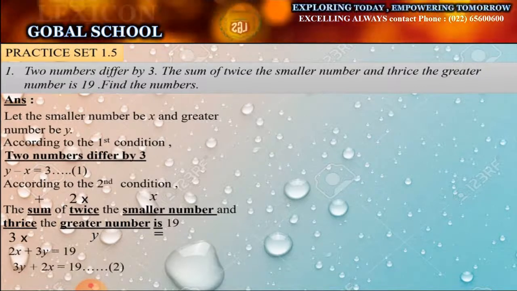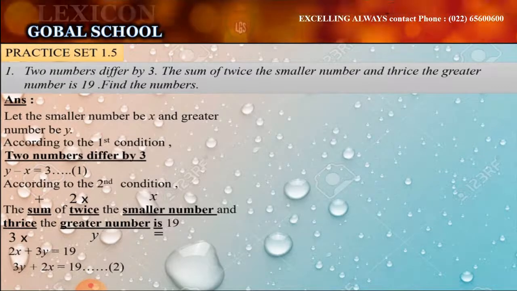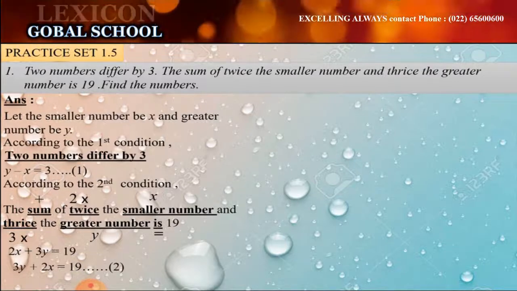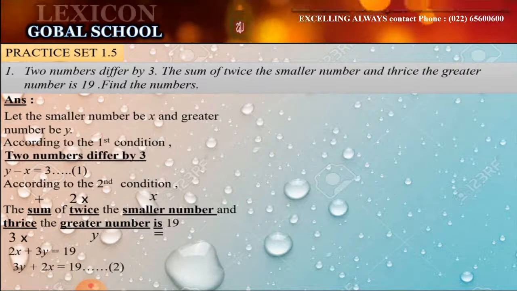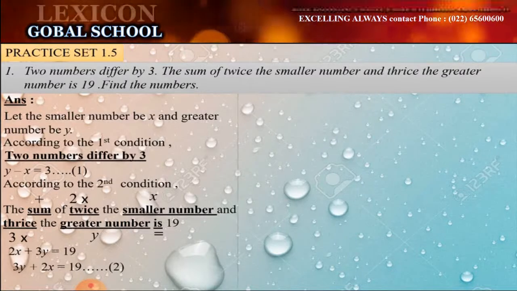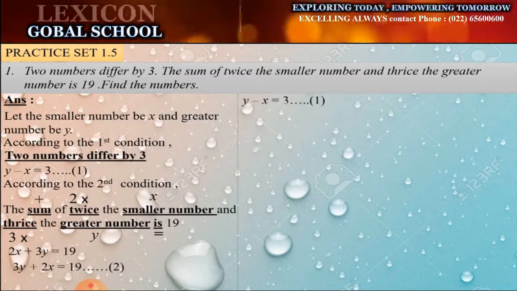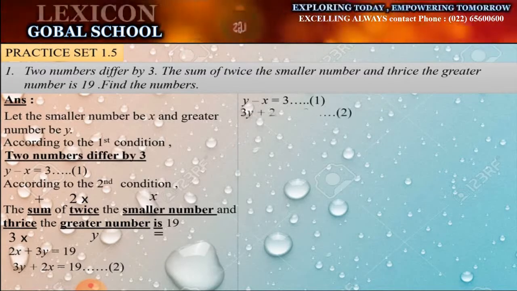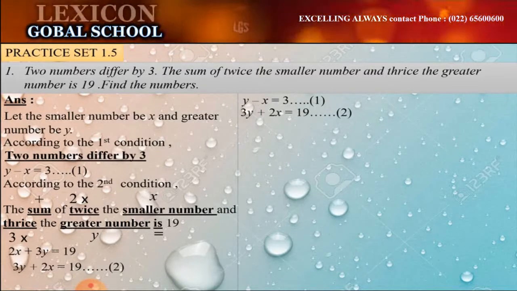Let us arrange, because our first equation was having y in the first place. So 3y plus 2x is equal to 19 is our second equation. Let us solve both the equations simultaneously. So our equation 1 is y minus x is equal to 3. Equation 2 is 3y plus 2x is equal to 19.